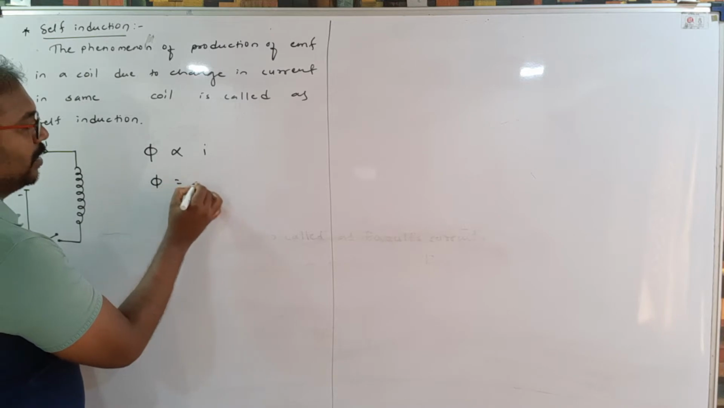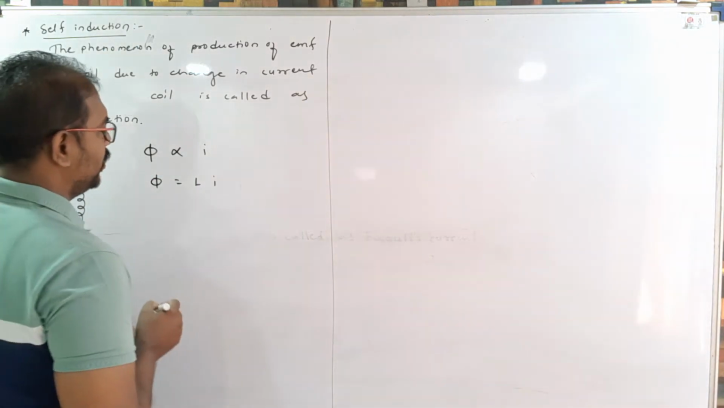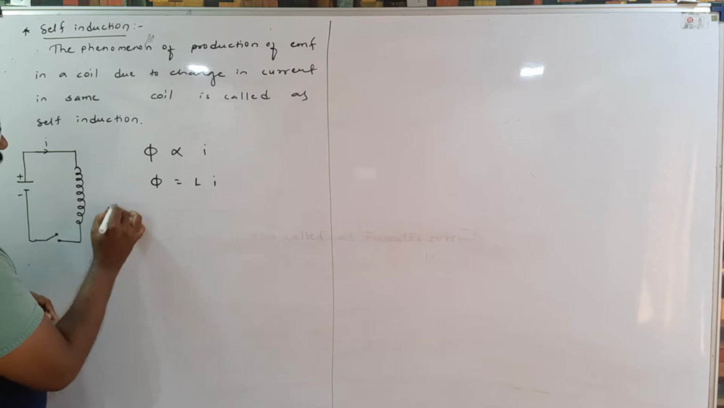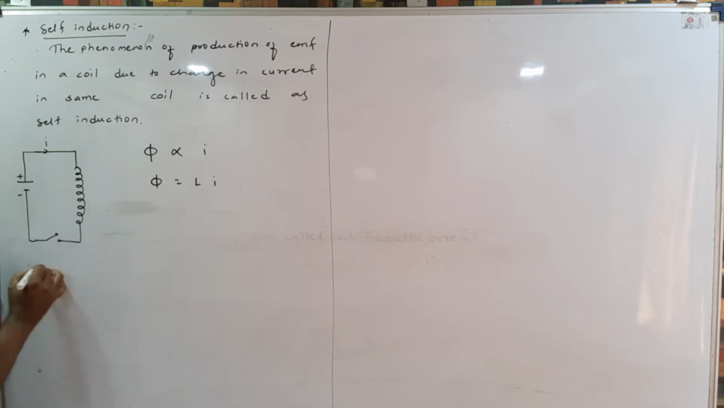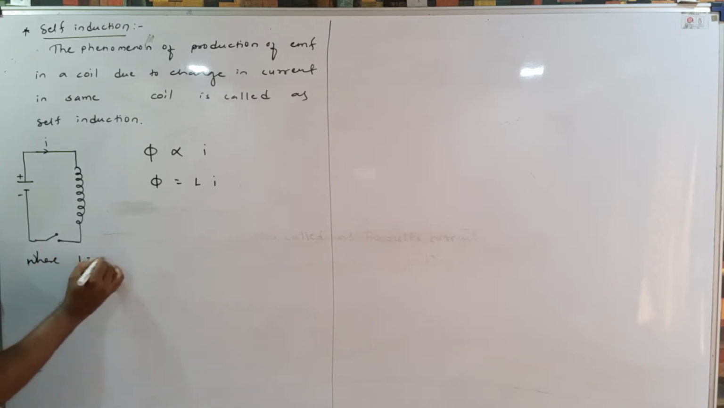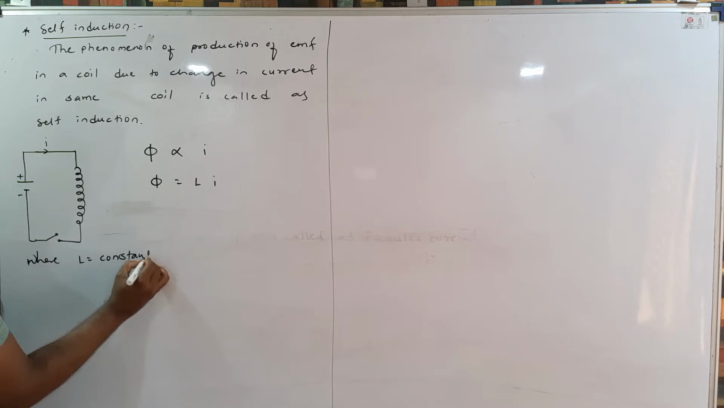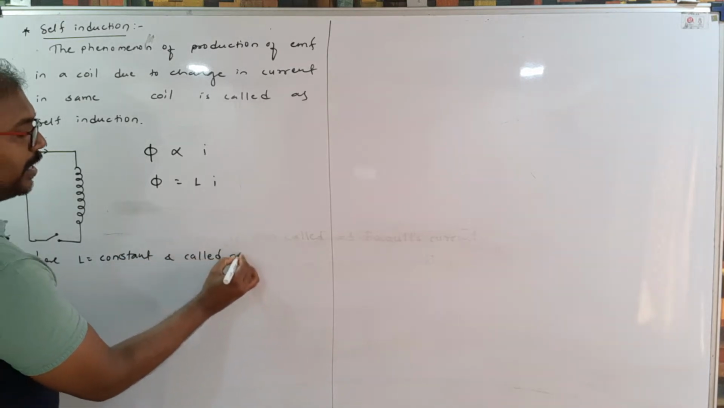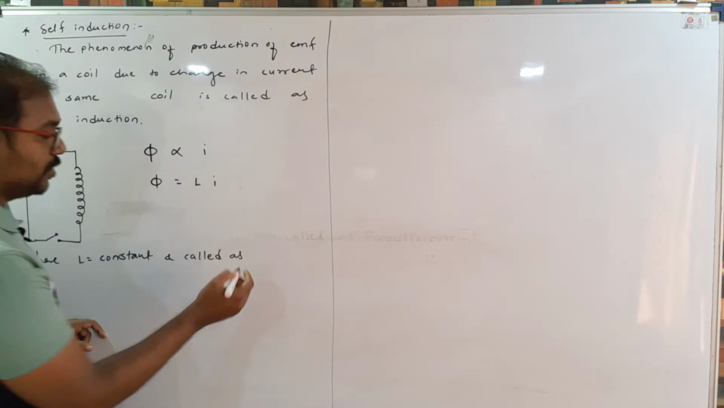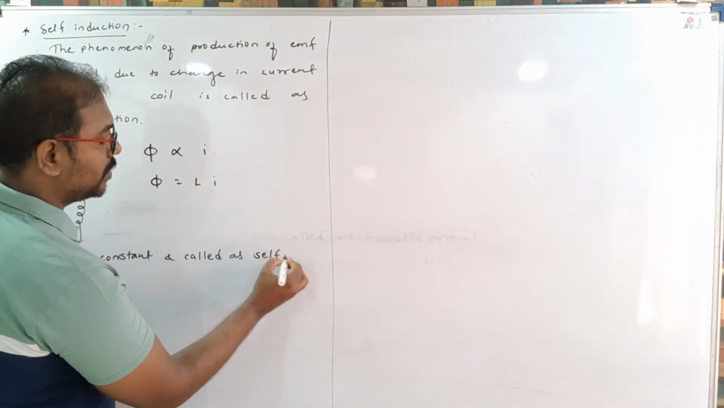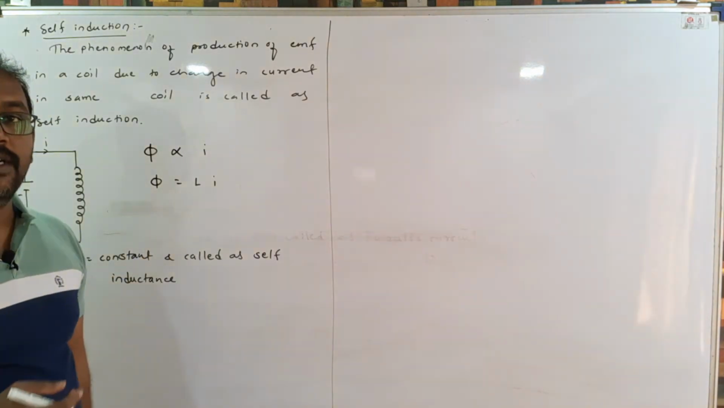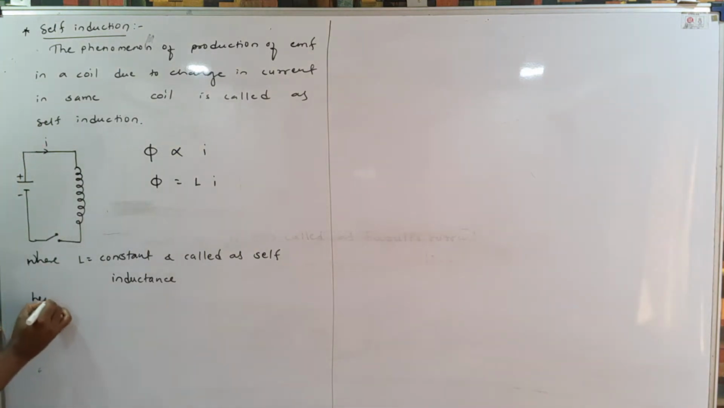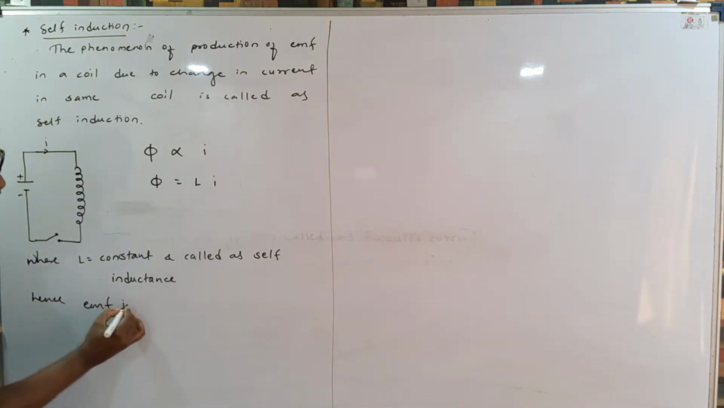So we can write here a constant. I write constant L. So phi is equal to L I, where L is a constant and it is called as coefficient of self-inductance or self-inductance. L is self-inductance.